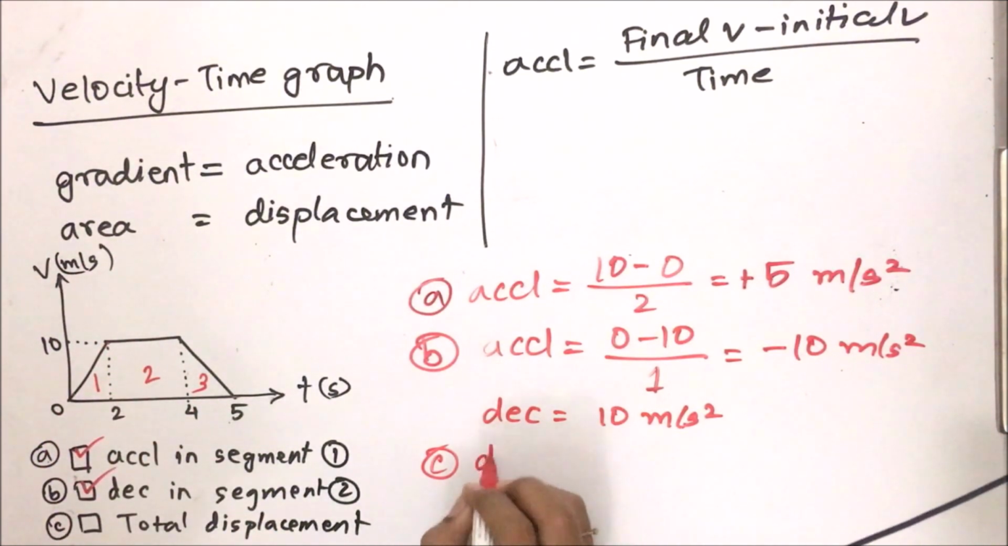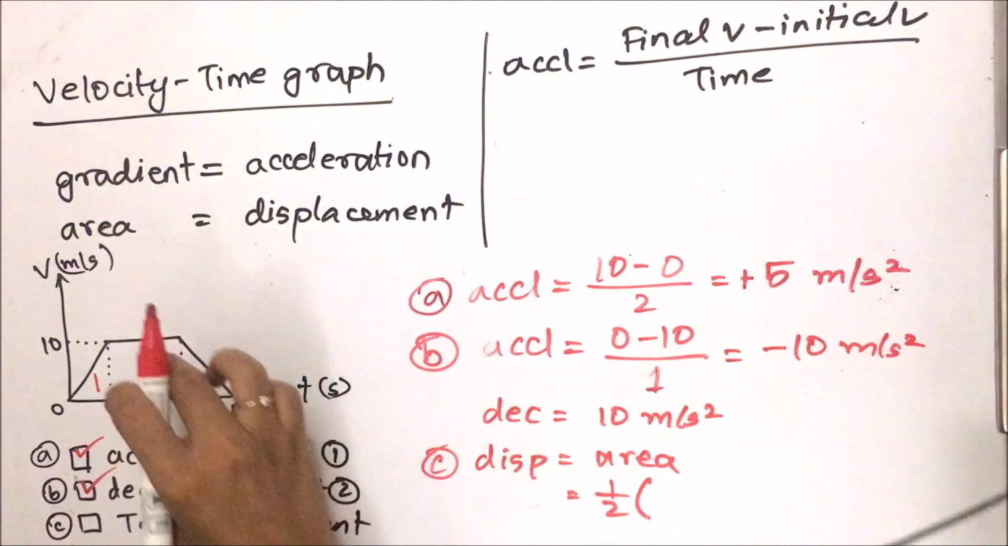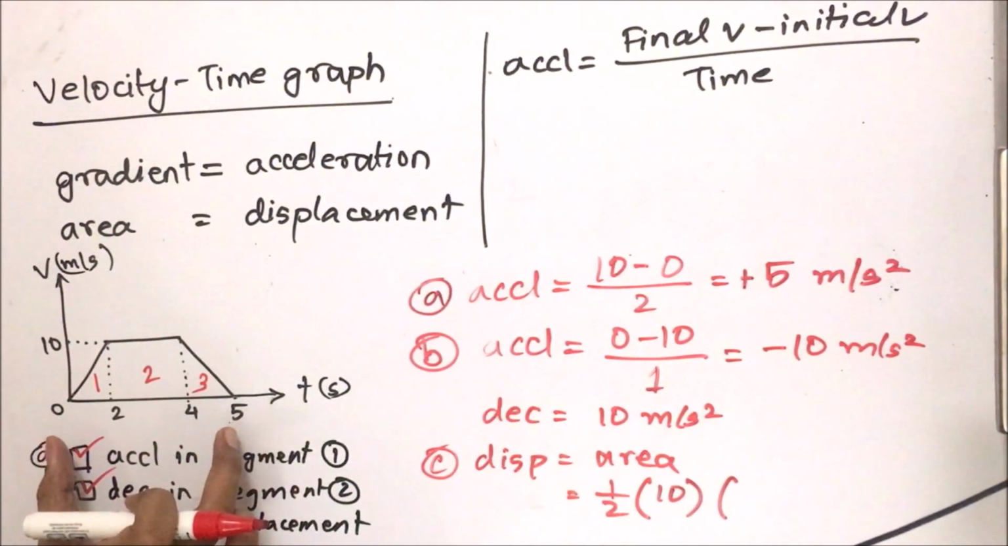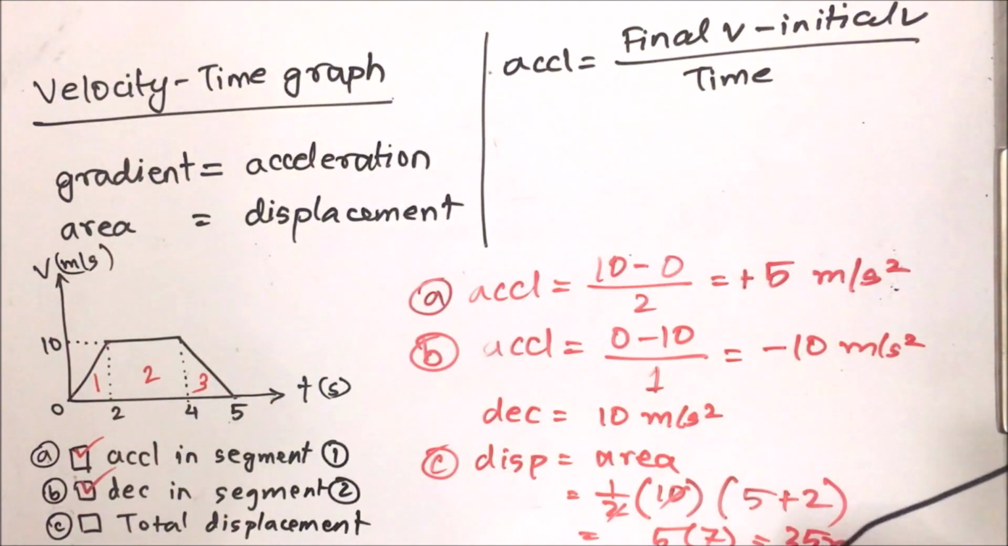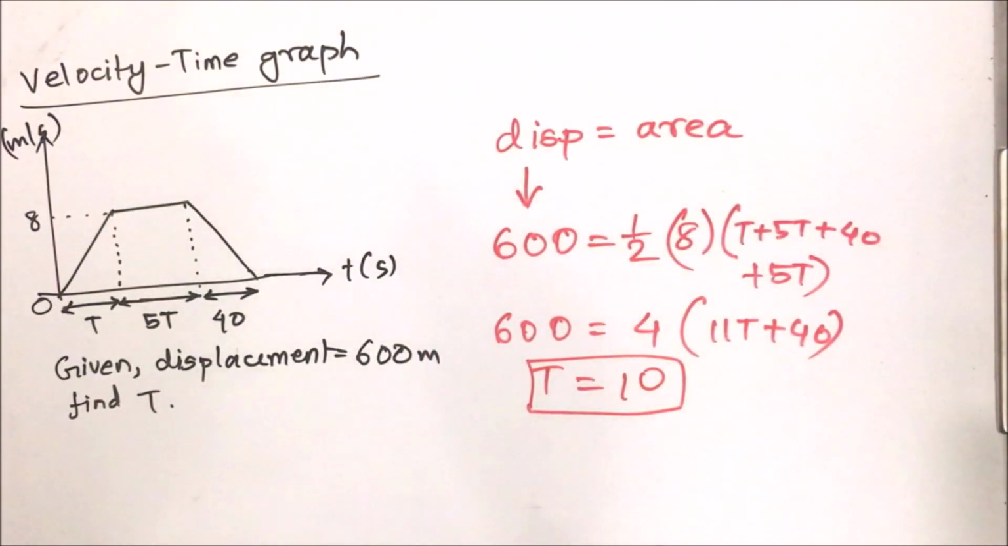Trapezium formula for the area, displacement is area. Trapezium formula is half into height, that is 10, into the sum of parallel sides. So that's one of the parallel sides, 5, and this is the other parallel side, that is 2. So half into 10 into 5 plus 2, that is 7, gives 35 meters. That's our total displacement.